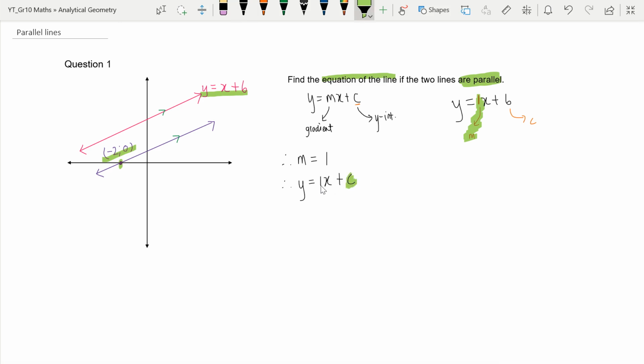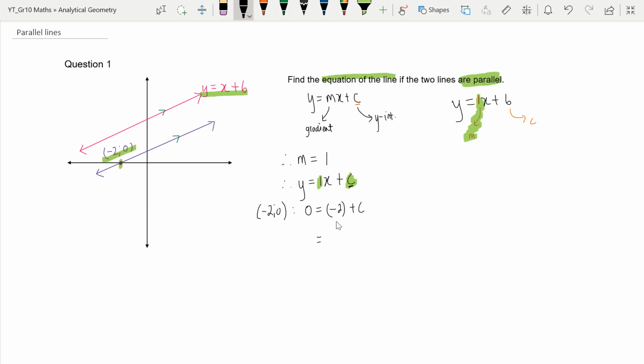But now that we've got a little bit more information, that point that they gave us on the line should be enough information for us now to find the value of that c value. So I'm going to plug in the coordinate on the line that they gave us. And in the place of y, I plug in a 0. In the place of x, I just plug in a -2 there, and then plus c.